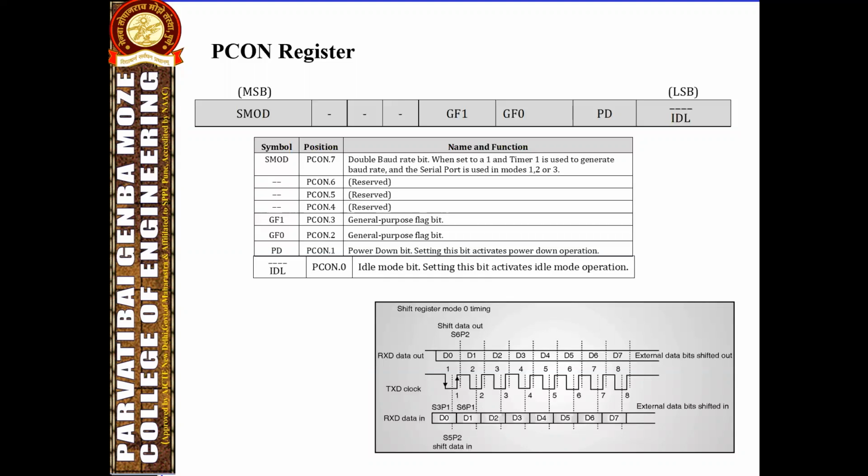The clock is generated by the transmitter line, and the transmitter shift clock is a square wave, low for states S3, S4, S5 of the machine cycle. Here S3, S4, S5 are the states of the machine cycle, while it is high for S6, S1, S2, as shown in the figure.